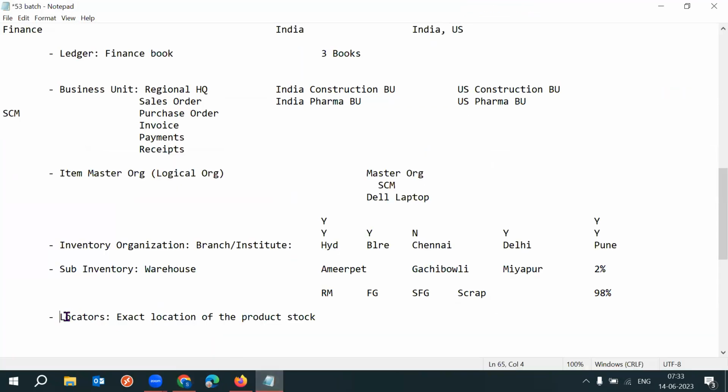And coming to the locator, a warehouse can be locator controlled or it cannot be. It's up to your wish. Suppose for the RM warehouse you want to maintain locators, you can maintain them, otherwise not required. If you want, you can maintain locators for the FG warehouse. It's optional, I mean to say. A warehouse can be locator controlled or it can be optional.